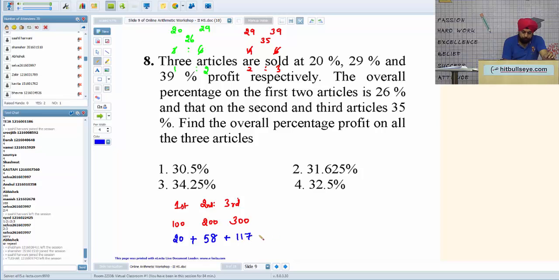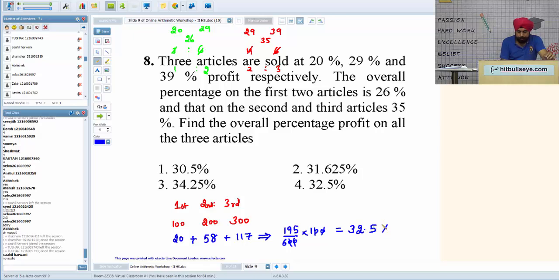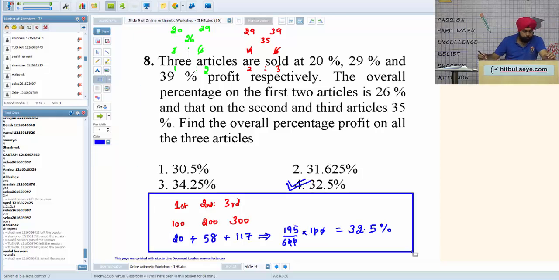And on the third there is a gain of 39%, or 39% of 300 happens to be 117. So students, if you see carefully, there is a total profit of 195 rupees on the total cost price of 600. With this, if you start solving it, you get 6 3s are 18, 6 2s are 12. With this, you can mark the answer only. If you want to calculate exactly, you can find it to be the fourth option, 32.5%. So this becomes a part of the solution.